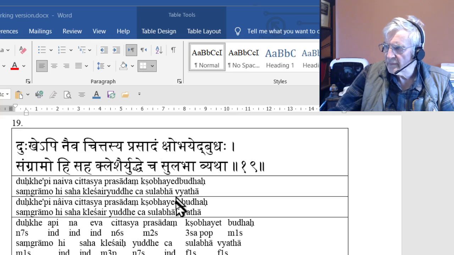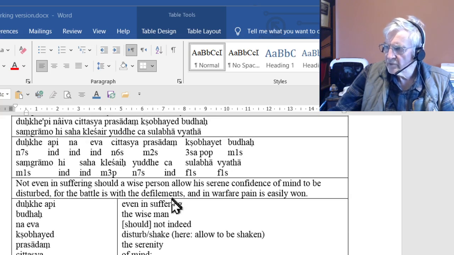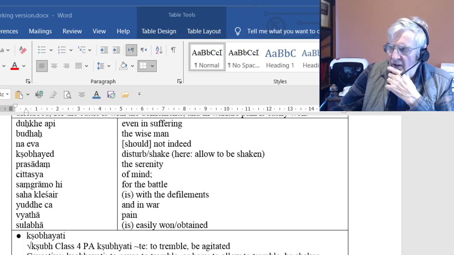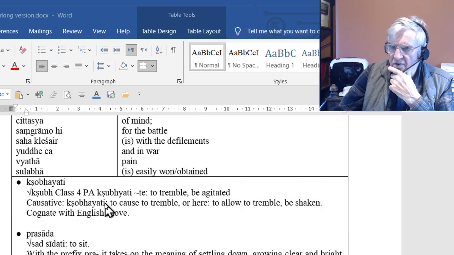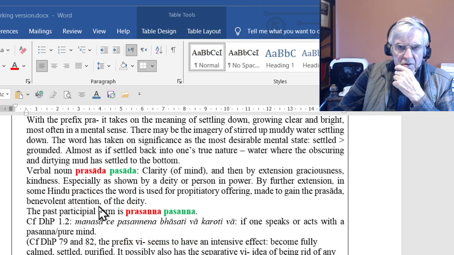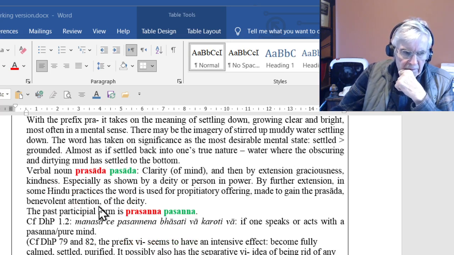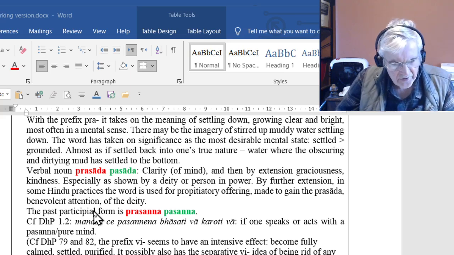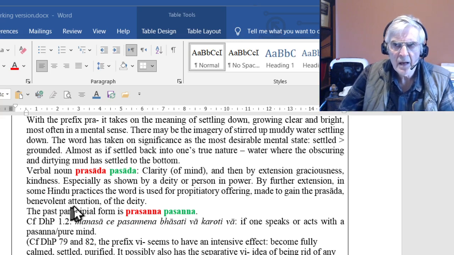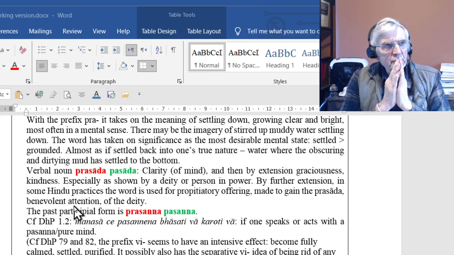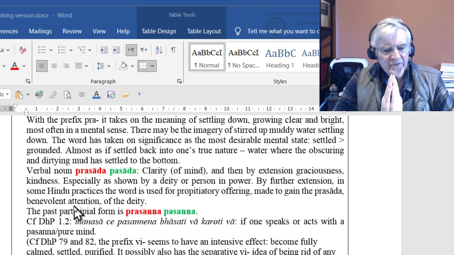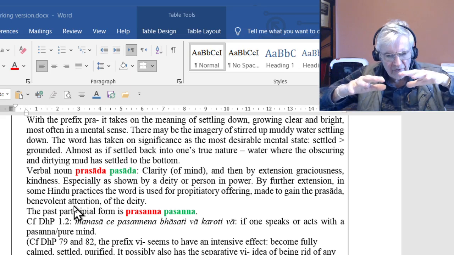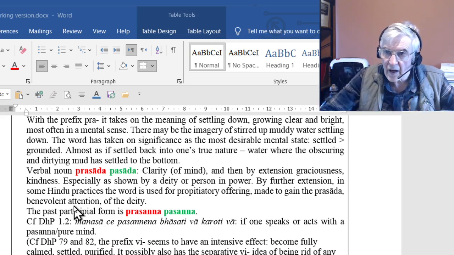Just come back to Chittasya Prasadam. This prasada, which I've done a detailed note on here. Prasada is from the root sad, meaning to sit. Let me call the note up for you. To sit. It's a bit of an irregular verb because the root is sad, but the present system makes sidati, prasidati. Prasad, past participle prasanna, verbal noun prasada, with the pra, it means through, settling through, settling down.